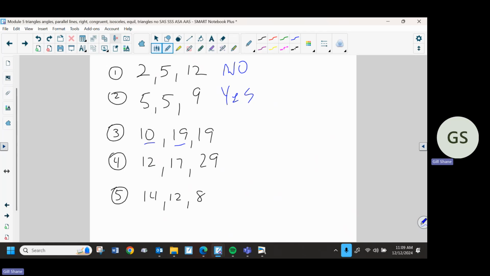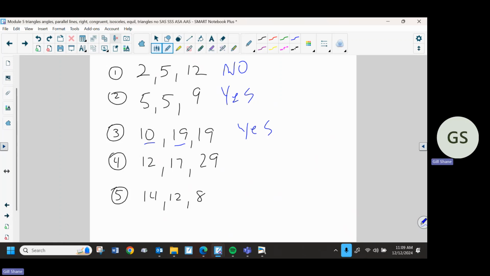Now, it is possible to have the two shortest not be long. I don't think it's always a yes if you have duplicated numbers. I didn't really give you one here where it's not, but like a 2 and a 10 wouldn't work. 2 plus 2 is 4. That's not very long. Make sure you do the math.